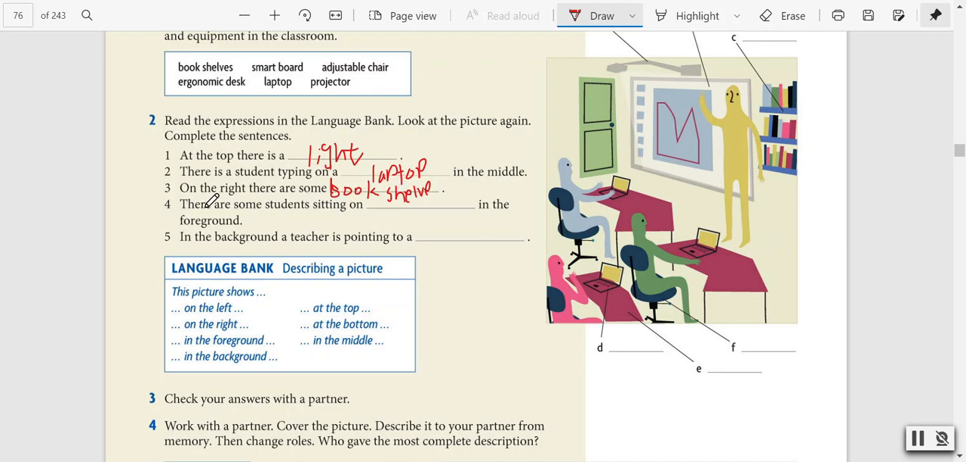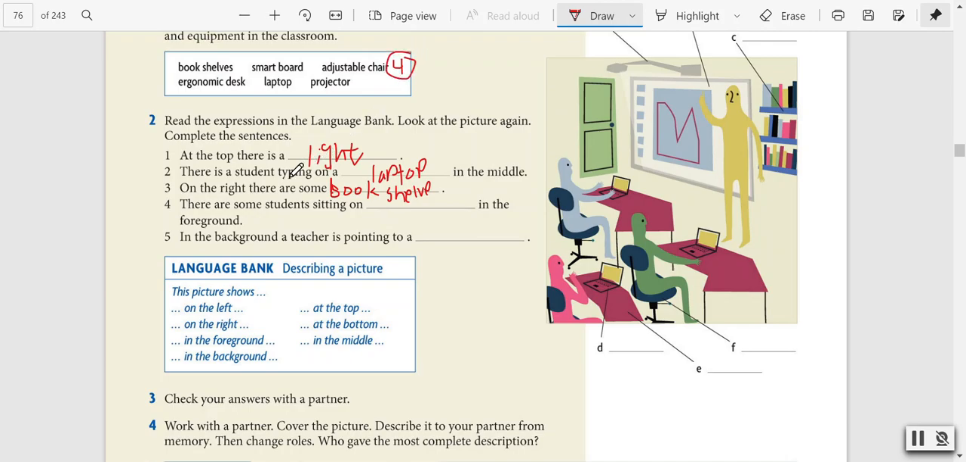And also in here, there are some students sitting on dash in the foreground. Okay, look at this. What do we have? We have adjustable chair we have in here. The student that's sitting on adjustable chair for number four.